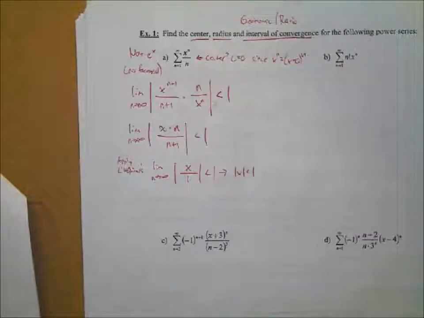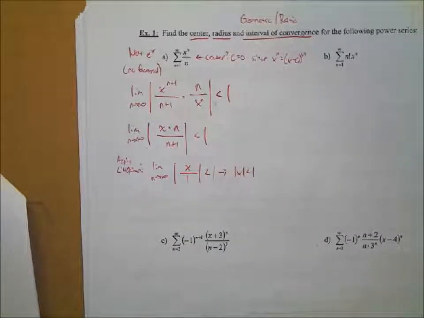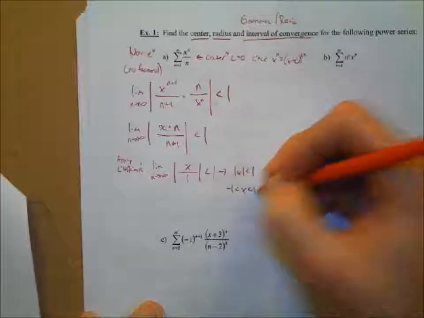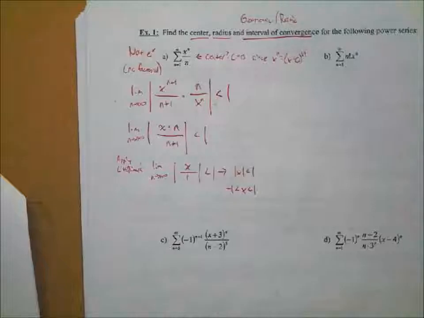Or in other words, -1 less than x less than 1. So there's our interval of convergence. Well, kind of. We're getting there. We have to check our endpoints still, but at least there's the basic interval.